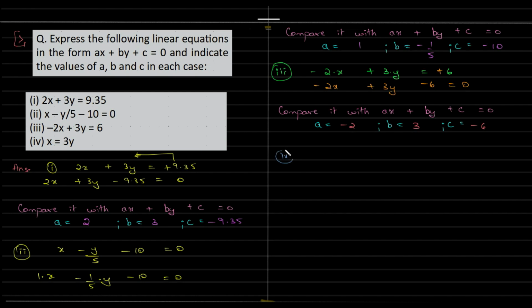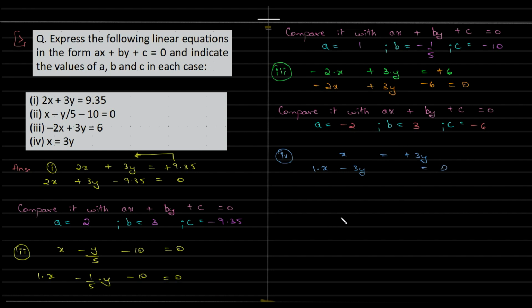Okay, so please try the next one. So we have x being equated to 3y. So first thing first, whenever you have any variable without any coefficient, it means 1x. And plus 3y, if I transpose it, it will become minus 3y. Again, we want all of them on the left hand side. So on the right hand side, we have 0.